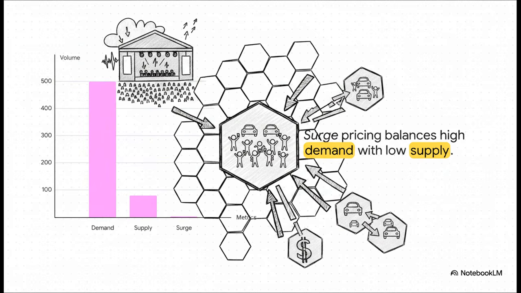And what this does is twofold. It temporarily reduces rider demand because some people will decide to wait, and it financially incentivizes drivers from neighboring grids to physically drive toward the venue. It literally uses math to physically rebalance the real-world marketplace.